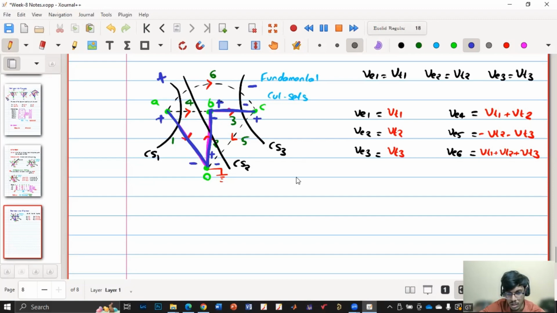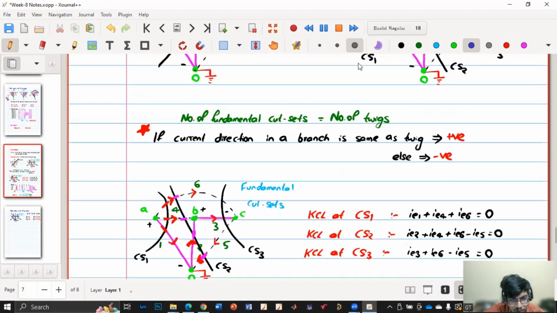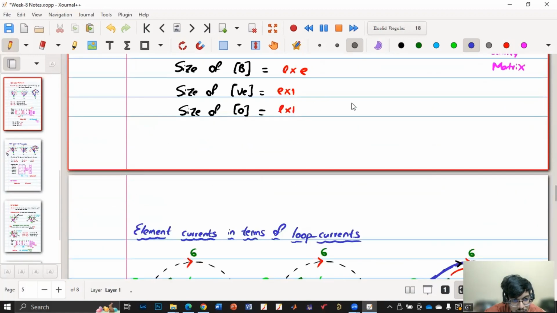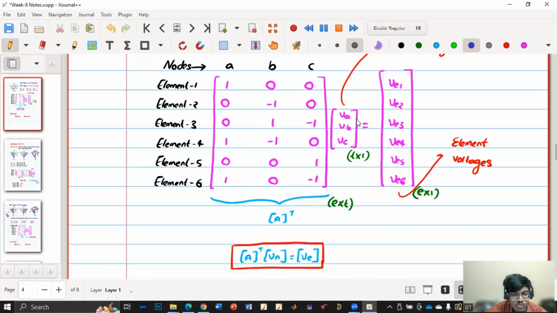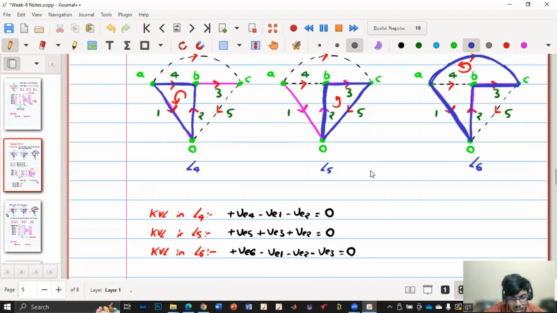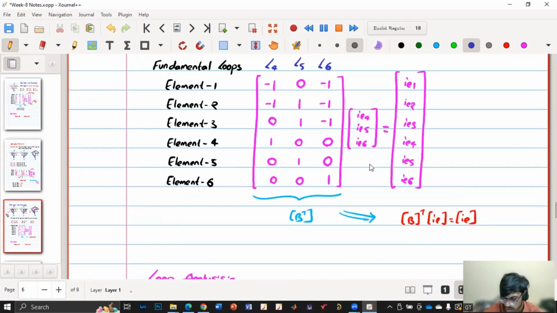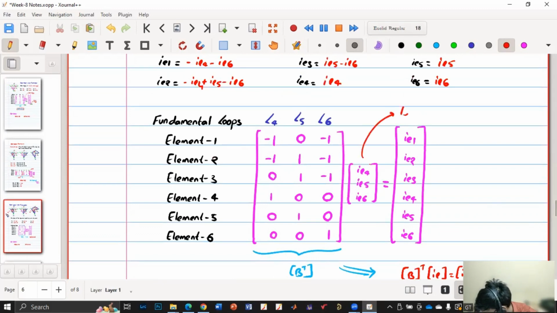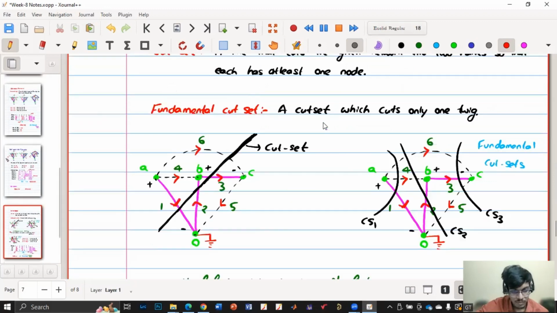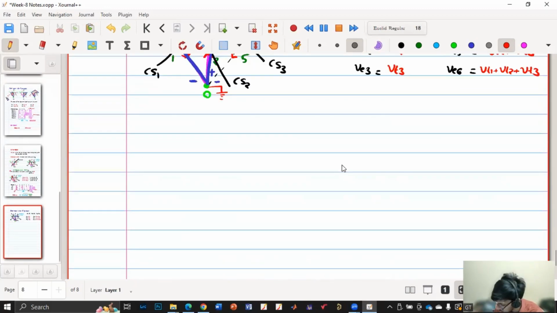Now we'll again write in the same way that we have done in the earlier case. Here we are writing the element voltages in terms of node voltages. Here, what is the case? Here it is loop currents, and this is element currents. Now we'll be writing the element voltages in terms of twig voltages.